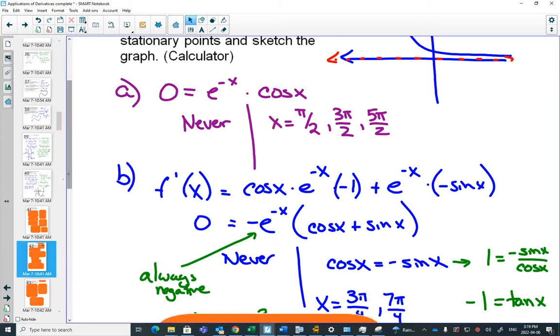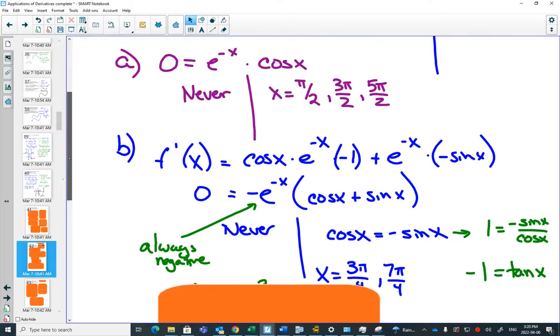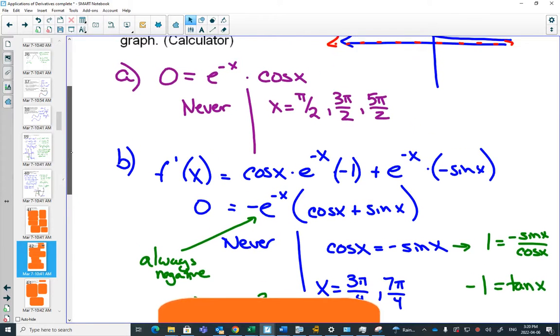Okay? Also, if you don't like thinking this way, you could think of your unit circle to get 3 pi over 4 and 7 pi over 4. Can you see that I could also play around with this equation, divide both sides by cos, and then I get sine over cos? And sine over cos is equal to tan. And so I could solve where tan x is equal to negative 1 as well. Okay. So 3 pi over 4 and 7 pi over 4 are where it's equal to 0.